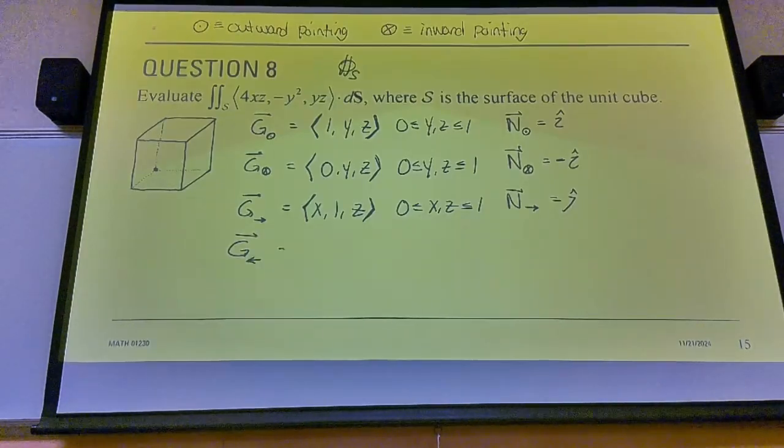So look at the left facing. What would it be? x, 0, z. And what is the normal vector? Negative j hat.